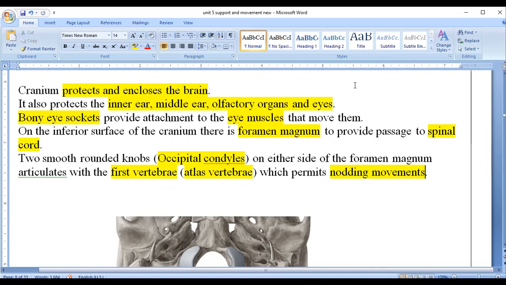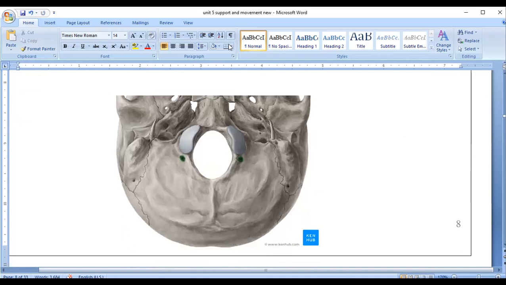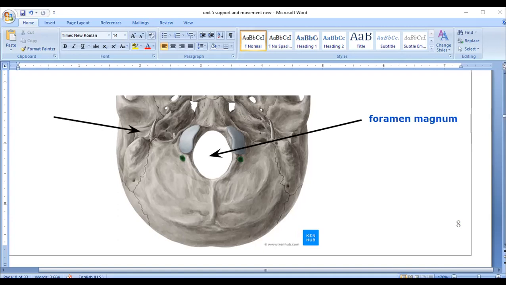In this picture, I am trying to give you an idea regarding this. What is this one? What is this all called? Foramen magnum. Correct? On either side of the foramen magnum, there are two knobs. What is the name given to these knobs?